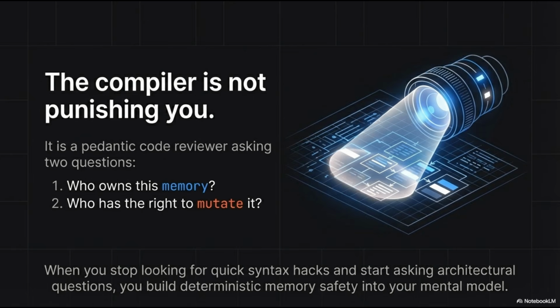If we connect this to the bigger picture, this fundamentally shifts your mindset. A borrow checker error isn't a punishment. It certainly feels like one sometimes. I know, but the compiler isn't judging your skills. It is simply a highly pedantic code reviewer asking you to clarify the contract of your data. It's asking who exactly owns this memory at this specific line and who has the right to mutate it. When you stop looking for quick syntax hacks and start asking those architectural questions, you become a better programmer in any language. Like you start seeing memory boundaries even when you go back to Python. You build a mental model of deterministic memory safety that elevates your entire engineering approach.